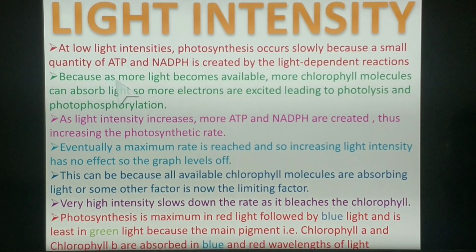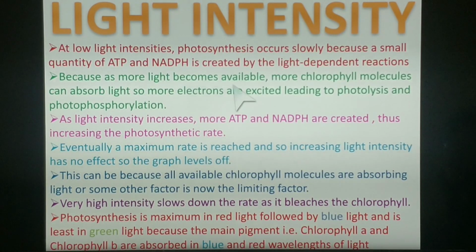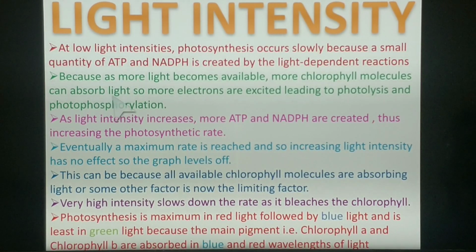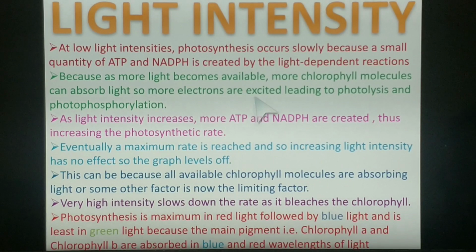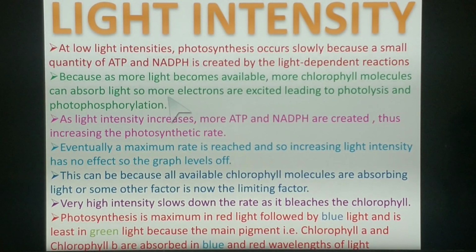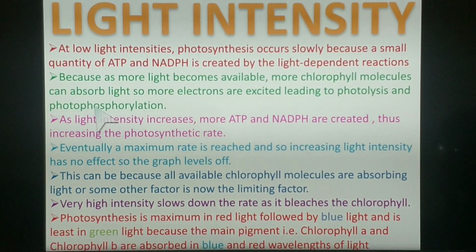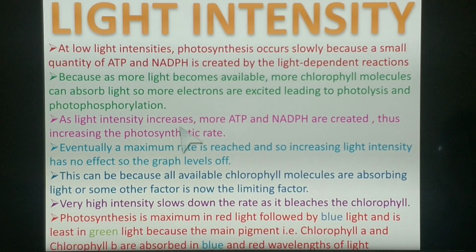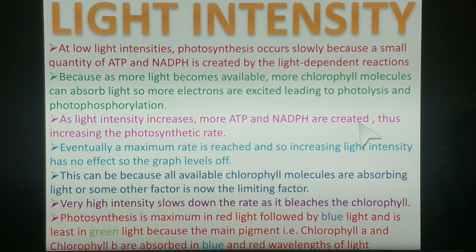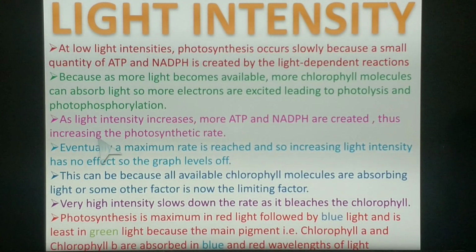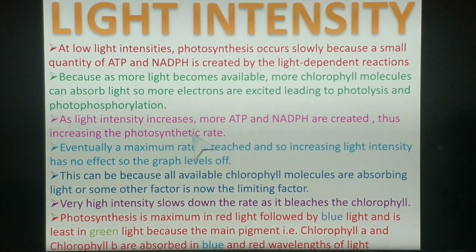Secondly, because as more light becomes available, more chlorophyll molecules can absorb light. So more electrons are excited, leading to photolysis and phosphorylation. As light intensity increases, more ATP and NADPH are created, thus increasing the photosynthetic rate.